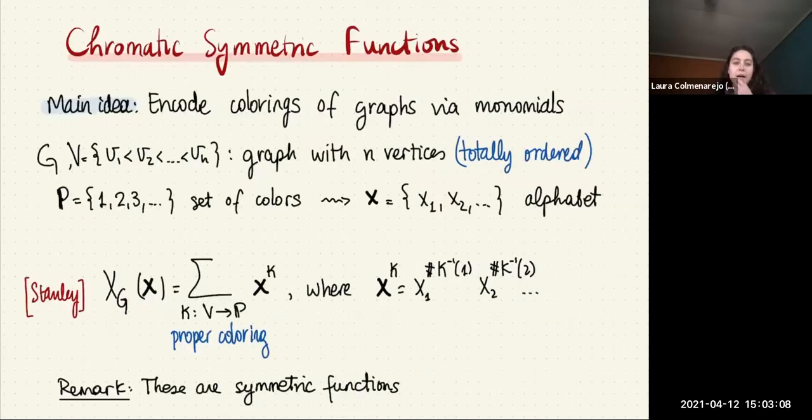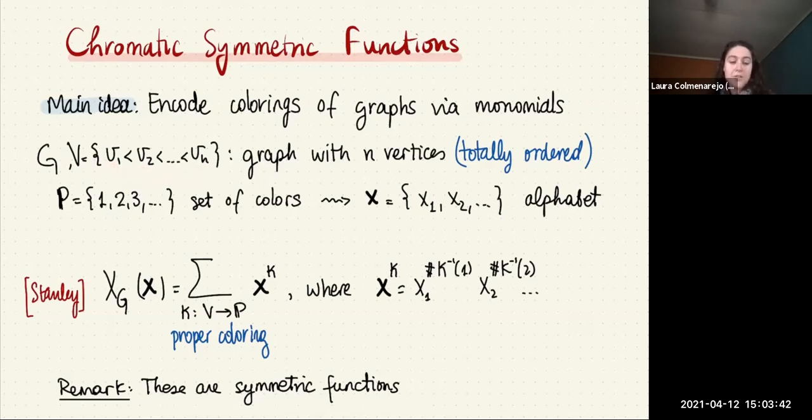So the first thing I want to talk about is the chromatic symmetric functions. If I think about this as a mathematical object, the first thing that I have in my mind is that they are going to encode colorings of graphs using monomials. So suppose that I have a graph and I'm going to look at the vertices. As you see here, I have n vertices that are going to be totally ordered. So in particular, like many ways of representing this, I'm just going to be using the numbers 1, 2, all the way up to n for the vertices.